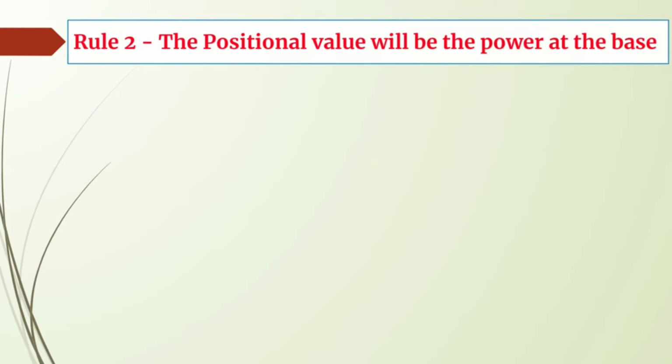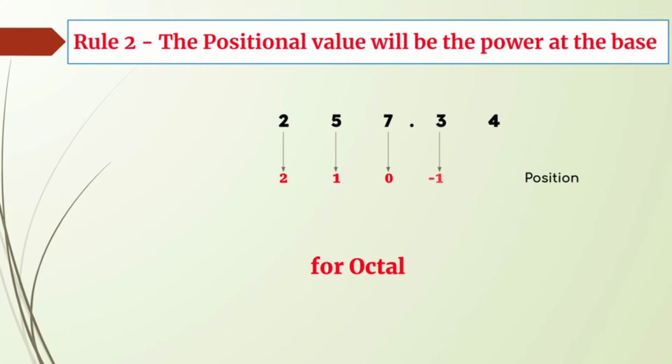If we take an example of an octal number, we have already known about the octal number. Here we will take an example, and our octal number will be 257.34. So we will set the positional value first, and then we will set the power at the base. Our positional value will be 0 for 7, for digit 5 the positional value will be 1, and for digit 2 the positional value will be 2. And for the right portion, for number 3 the positional value will be -1, and for digit 4 the positional value will be -2.